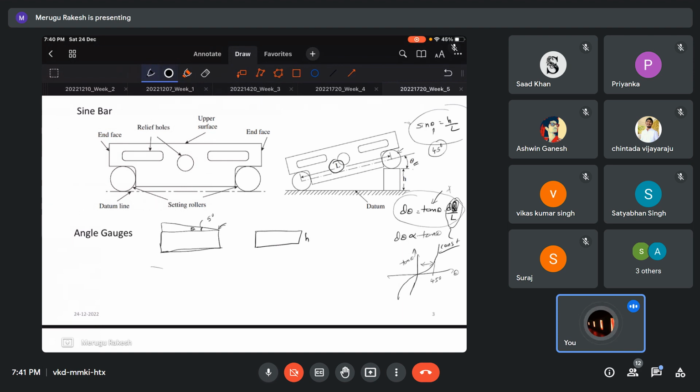Suppose I have an inclination like this. So what I do, I'll put a gauge in this, and I will measure this flatness. This should be flat, so that I will come to know this inclination. Accordingly I can find the value of this theta. Okay, so this is the angle gauges. I will give the range also for this. Just a second.